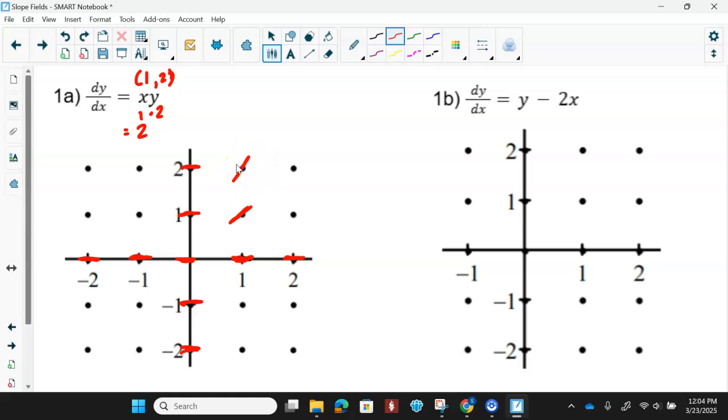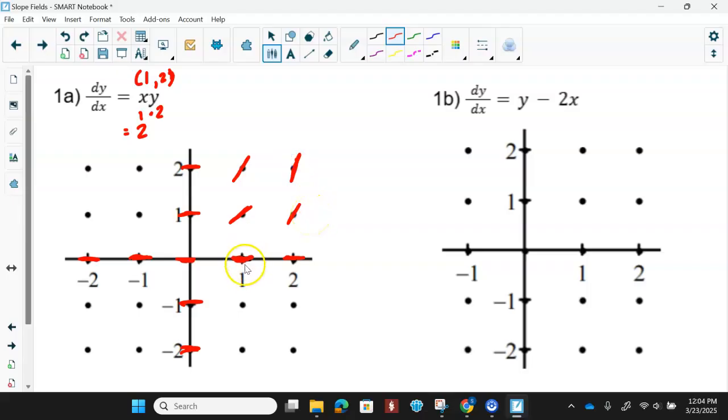and there's a slope of 2. So then here, 2, 1. Well, 2 times 1 is 2. So again, a little bit steeper. Then 2, 2. Well, 2 times 2 is 4. So steeper, slope of 4.